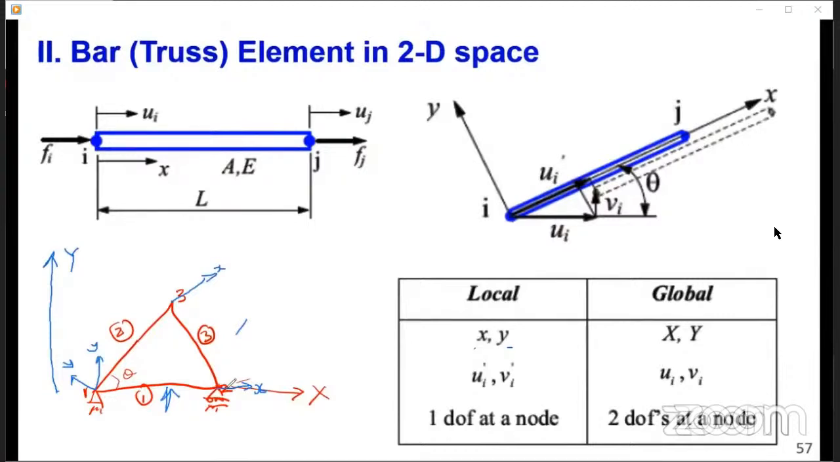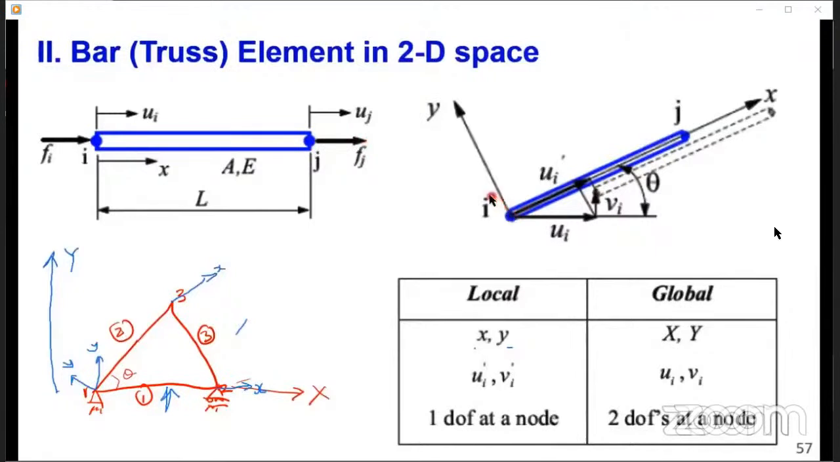To transform from local coordinate system to global coordinate system, you have noted that we have these notations. For the local coordinate system, we use small x, y; for global, capital X, Y. For local, we use u only, because we are only concerned with axial deformation along the x-axis.